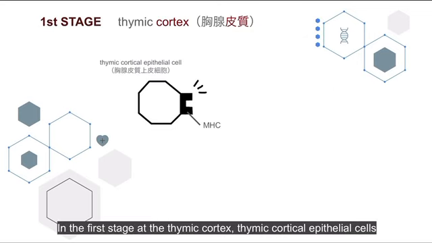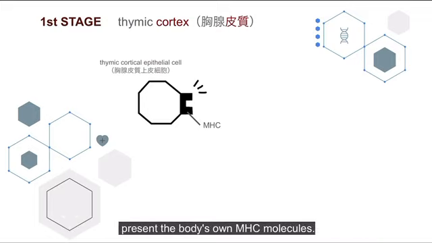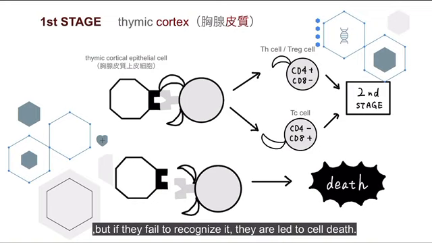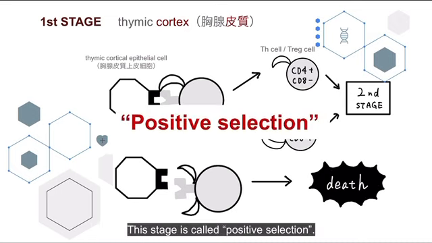In the first stage at the thymic cortex, thymic cortical epithelial cells present the body's own MHC molecules. If these cells recognize this MHC, they survive, but if they fail to recognize it, they are led to cell death. This stage is called positive selection.